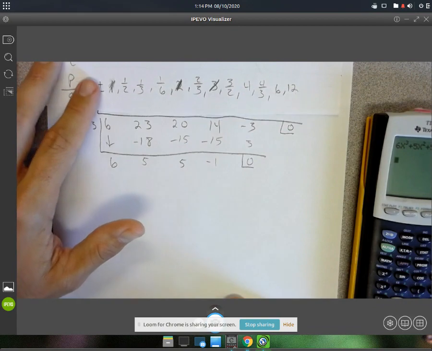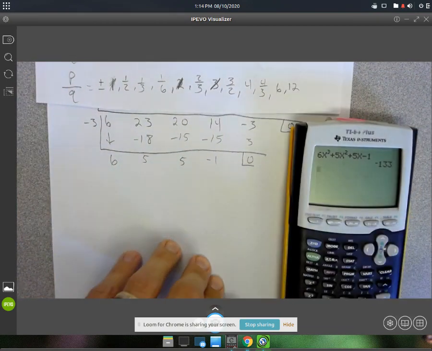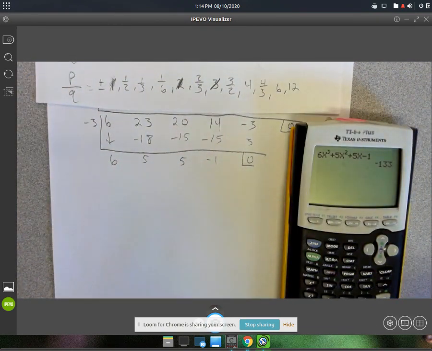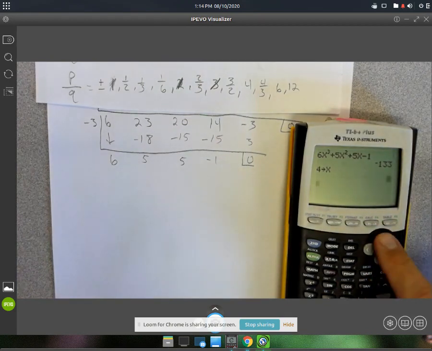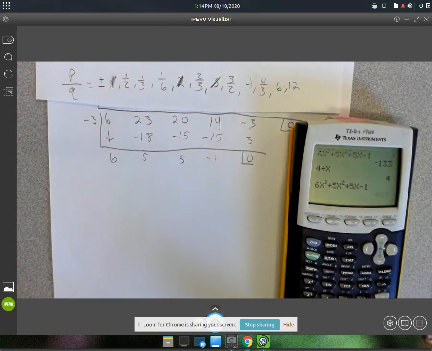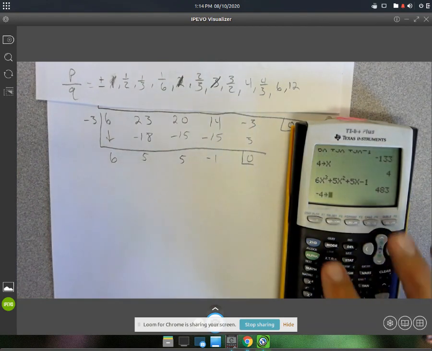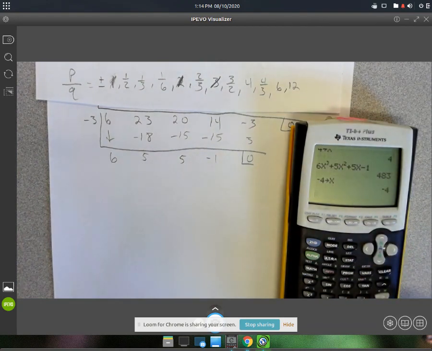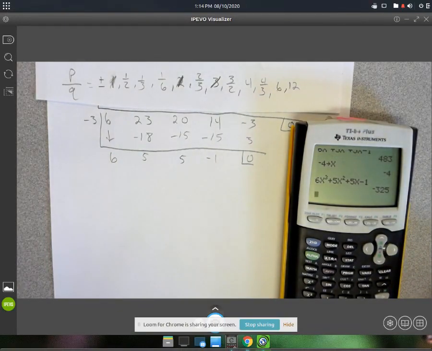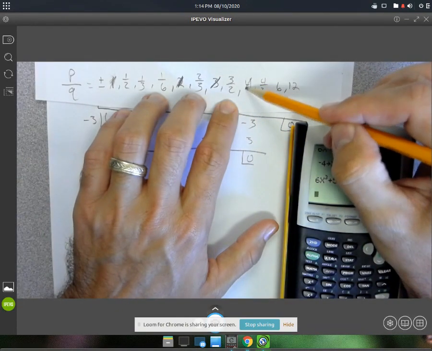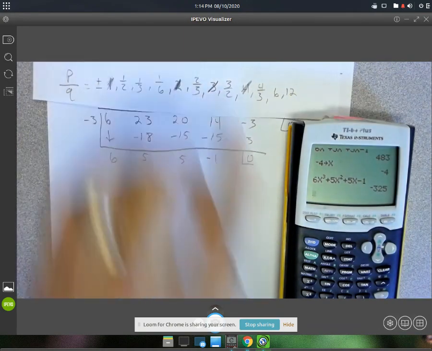So let's try the rest of the whole numbers here. We got 4, 6, and 12 to try. I got 4 stored in x, and then we'll evaluate that again. No. Negative 4 stored in x. Evaluate that again. So 4 does not work at all. It will never work, so I can take it off my list.